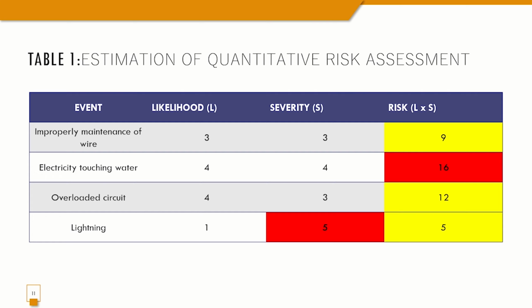And this is the example of risk assessment, and these are the estimations of the events for the hazards we have identified in our project, in our report. And electricity touching water is considered the highest risk.